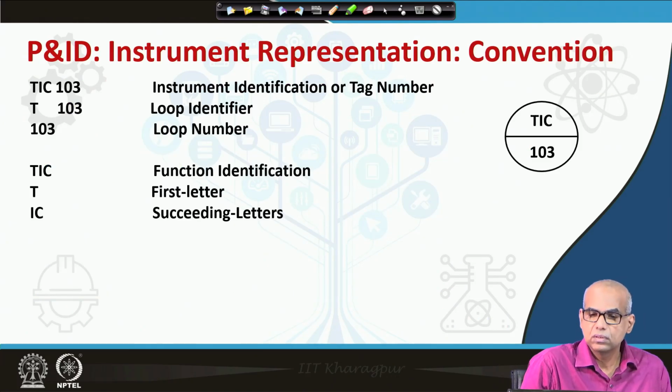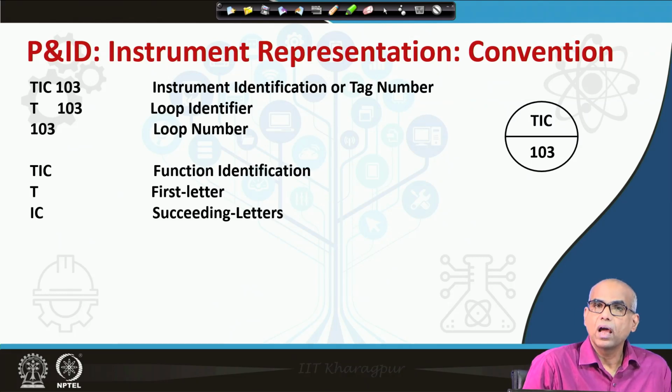Now, you see what is written is TIC 103. So, it is temperature, indicator, controller, and the loop number is 103. So, TIC 103 is the instrument identification or tag number, so 103 is the loop number, T the first letter represents temperature, and the succeeding letters I and C mean indicator and controller.